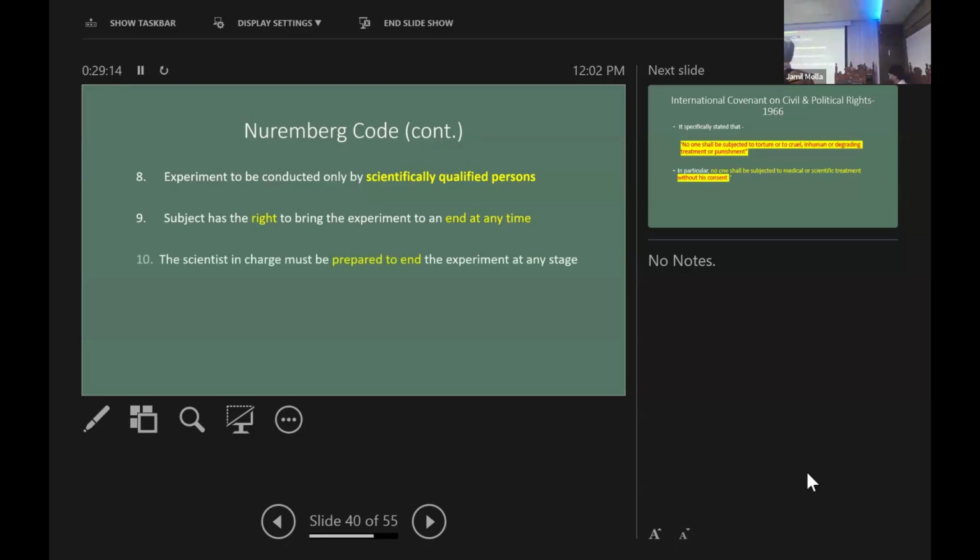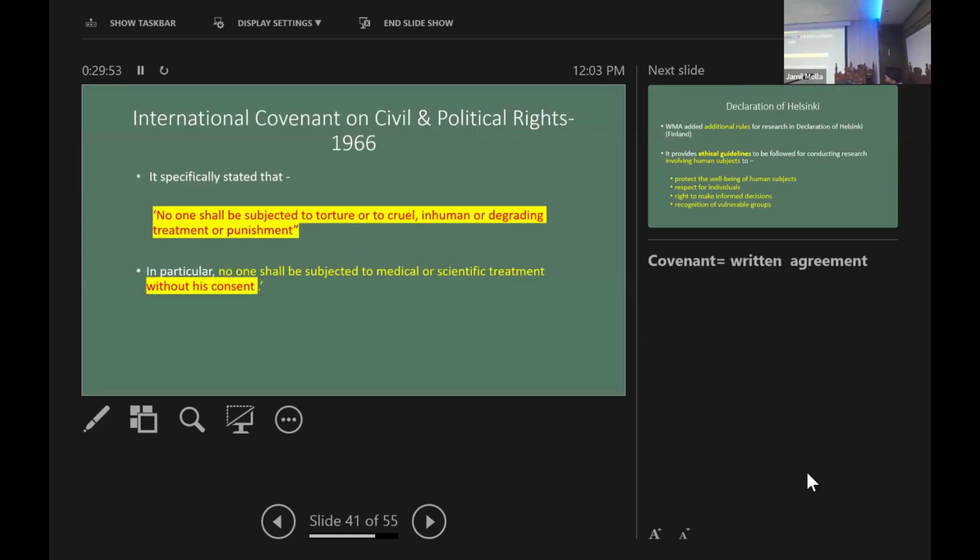And then the scientist in charge must be prepared to end. Sometimes a pharmaceutical company invests lakhs of rupees to conduct some research, but they have some vested interest. But the researcher, if he finds that this research will ultimately come out with some negative result, has the right to stop that research immediately. So that autonomy, that capability, authority has to be available to researchers. So that is the thing. Nuremberg Code, I have mentioned about 10 codes which are very important for research.